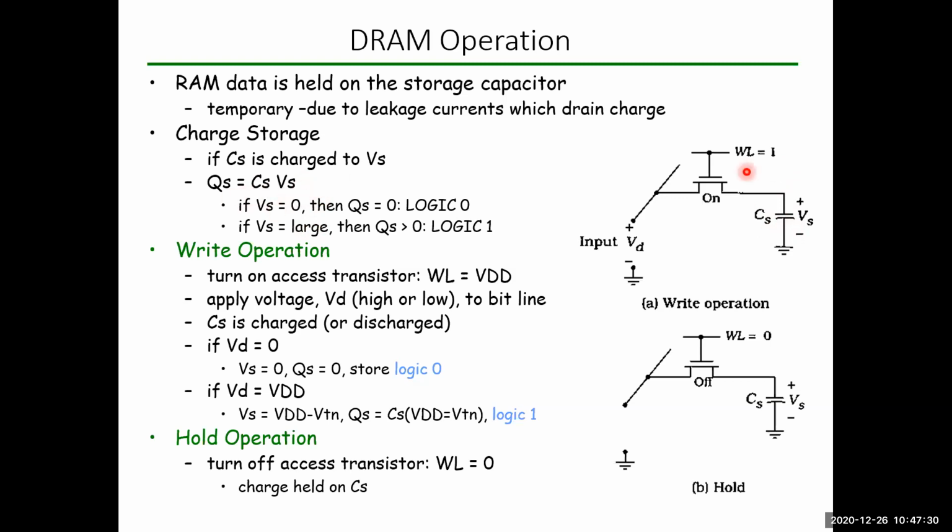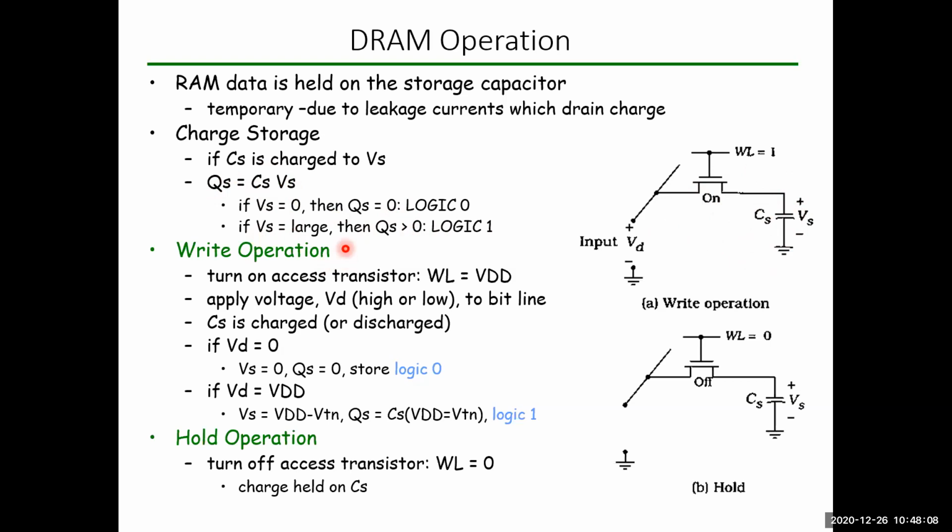Whenever Vs equal to 0, then this product becomes 0, so ultimately Q is also 0. Whenever the charge in this capacitor is 0, we can say that logic 0 is stored in this particular DRAM cell. Or else if Vs is larger, assume that it is VDD, then this product becomes much larger. Then we can say that Q is greater than 0 and logic 1 is stored in this DRAM. So that is how the operation of a 1T DRAM takes place.